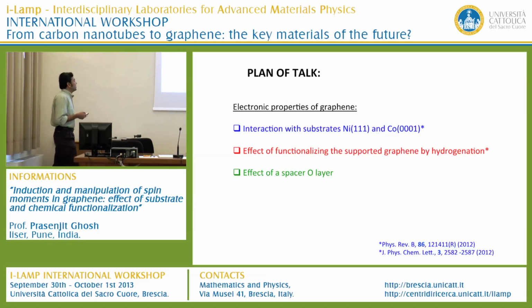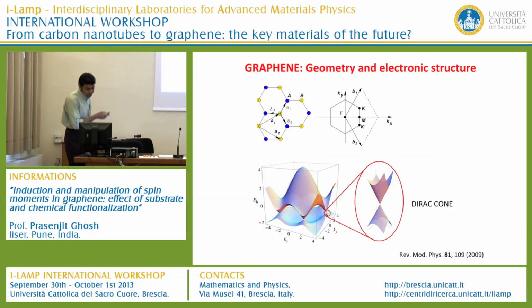We tried to functionalize this supported graphene with hydrogen, and we also looked into the effect of putting an oxygen spacer layer between the graphene and the metal substrate. The first 2 parts are already published, and this last one is something for which we have just got the results, and we are doing the analysis.